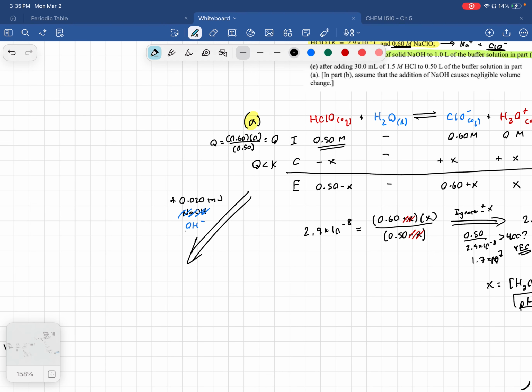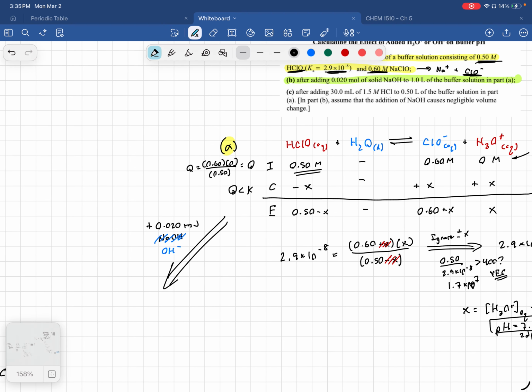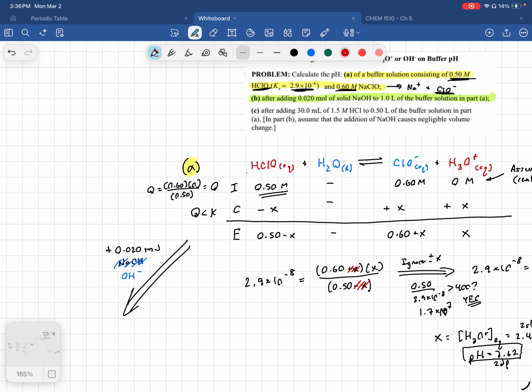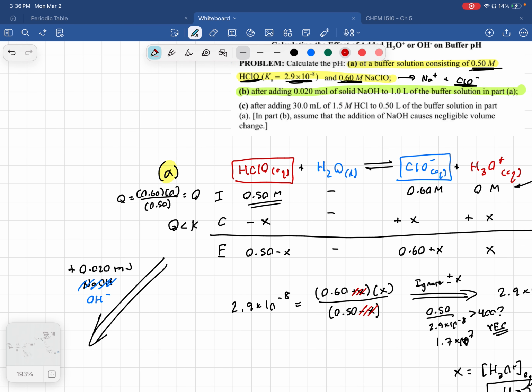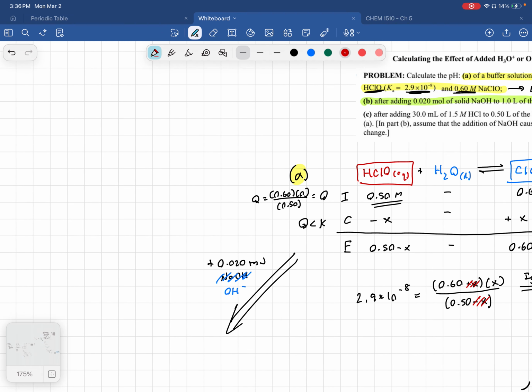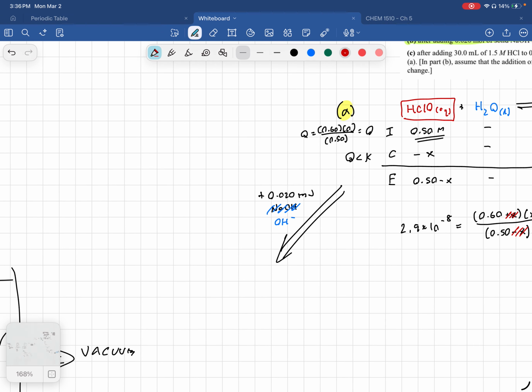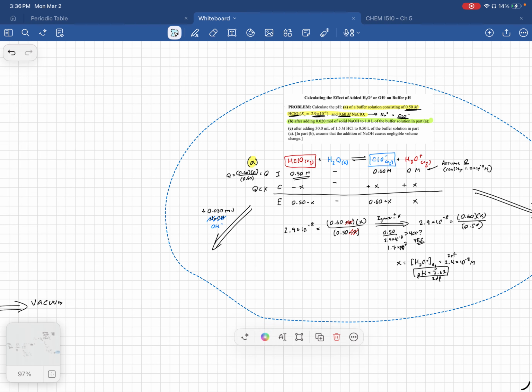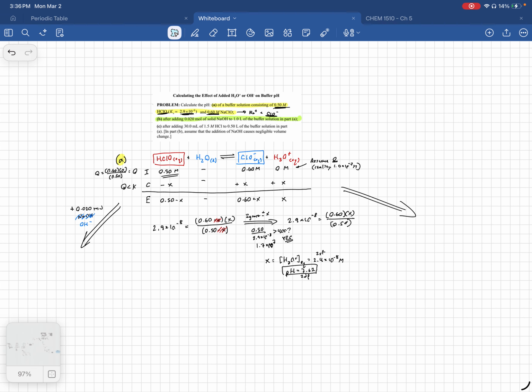So here's the thing. If we add OH minus, we need to look at which of our two species is going to react with OH minus in our buffer, okay? And we could see here if we add OH minus, it's going to react with our conjugate acid in the buffer. Here, I need to move everything here real quick. Give me one moment. Okay, there we go.